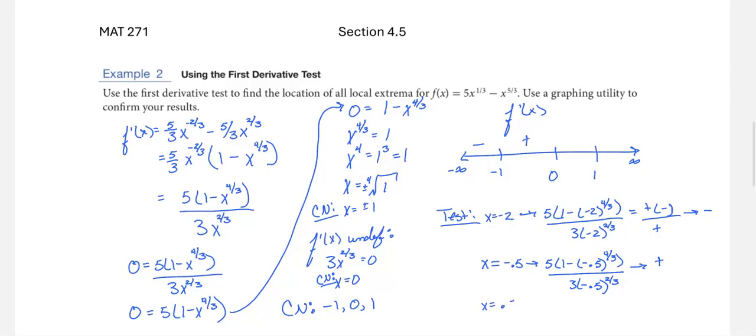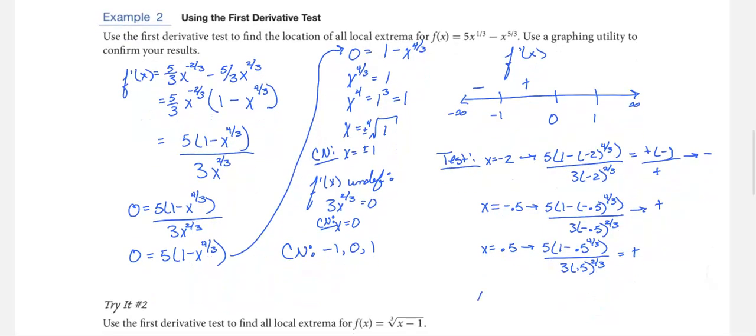So now we're going to try positive 0.5. Same thing, it's going into that derivative. I got a positive when I did that. And then I'm going to plug in something bigger than 1, such as 2. And I got a negative.